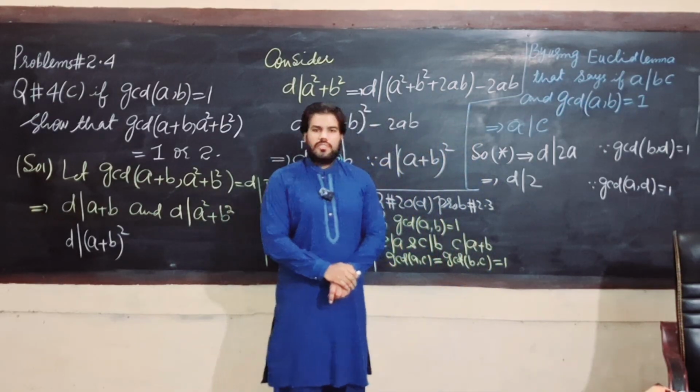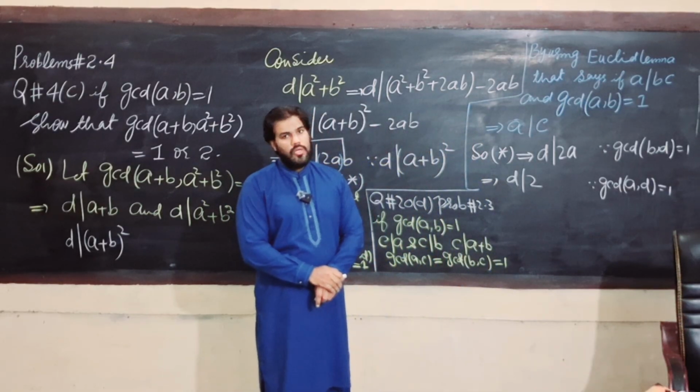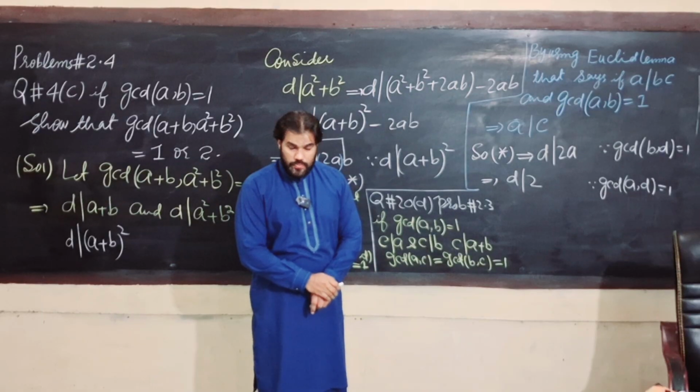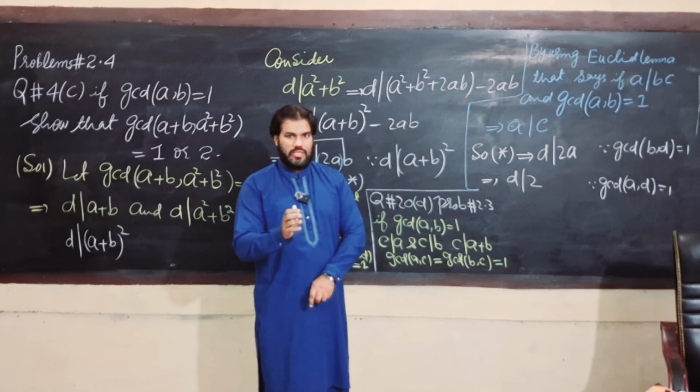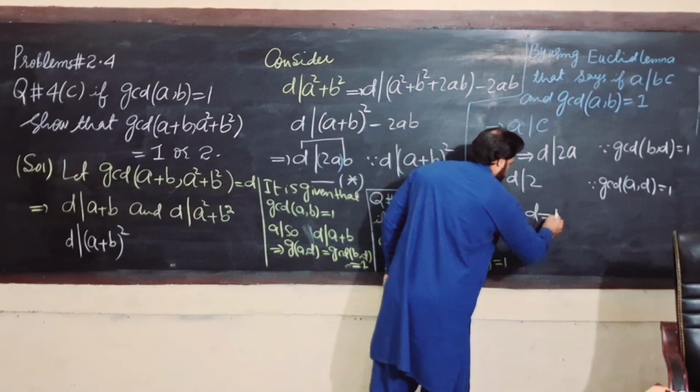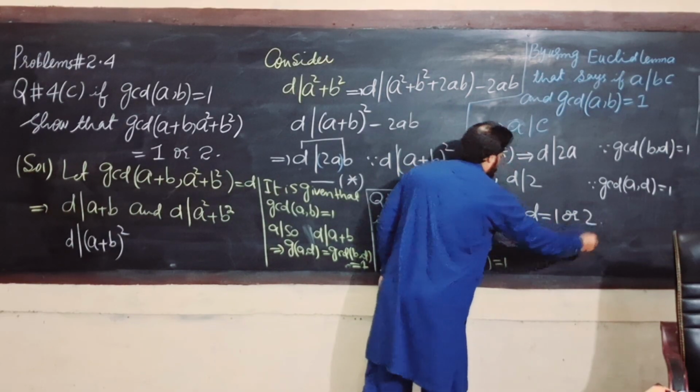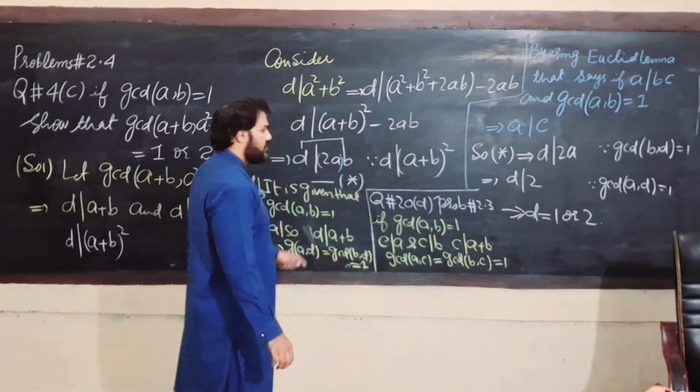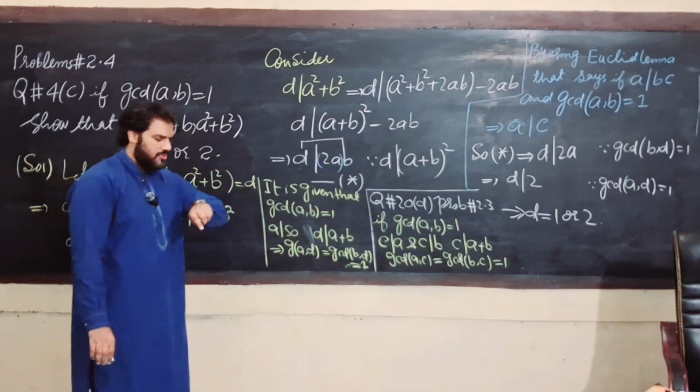Finally, as d is a positive integer and it divides 2, there are only two positive divisors of 2. Either it is equal to 1 or it is equal to 2 here. So this completes the proof of its C part.